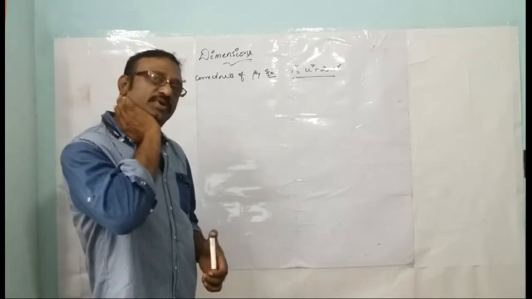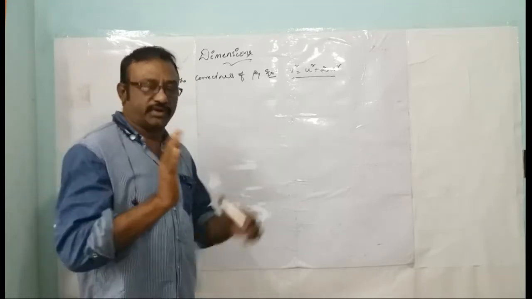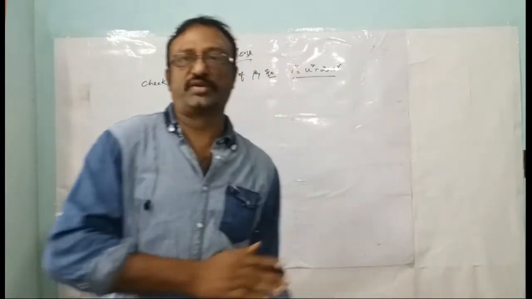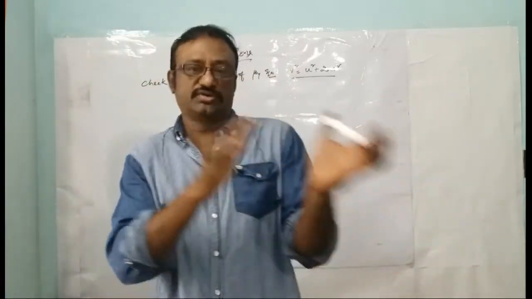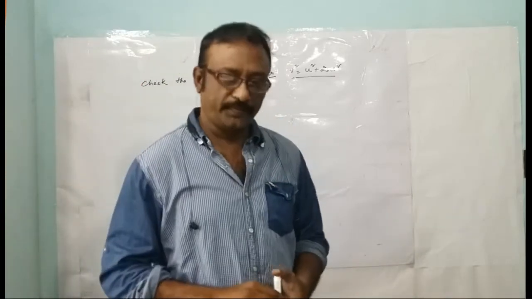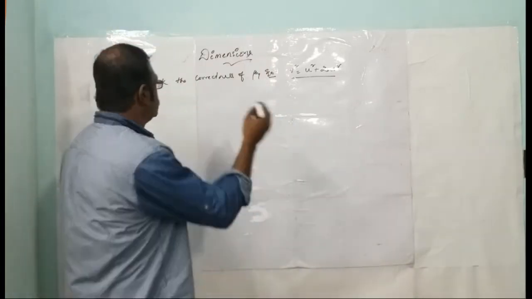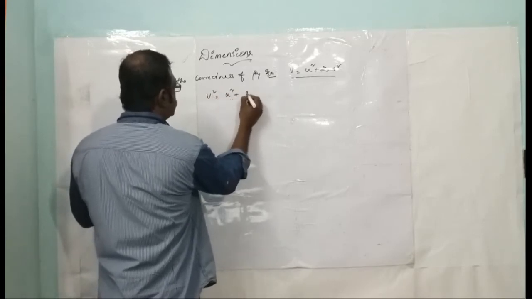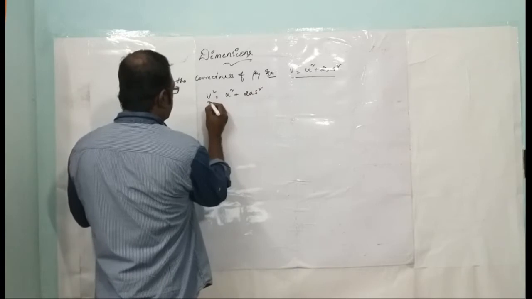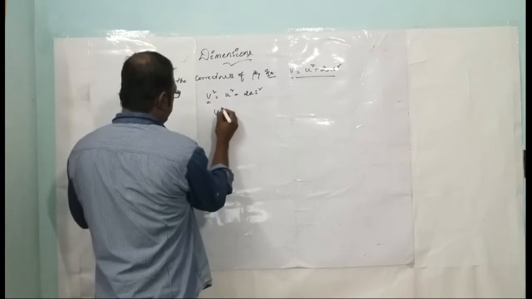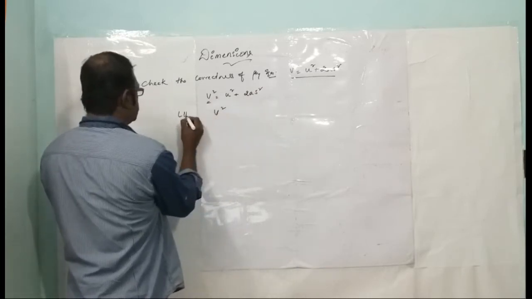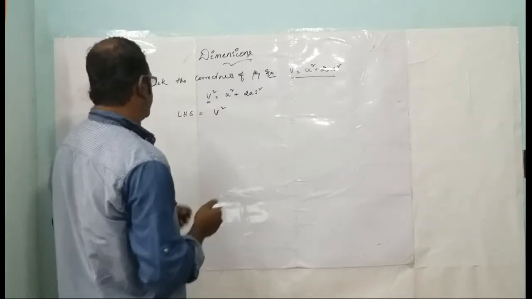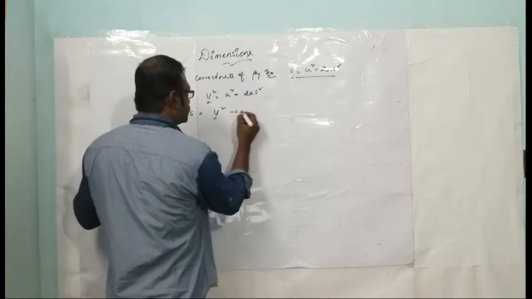What does this principle of homogeneity say? In an equation, the dimensions of the physical quantity on the left hand side should be equal to the dimensions of the physical quantity on the right hand side. Now in this equation, v squared is equal to u squared plus 2as squared. This v squared is on the left hand side, so LHS is equal to this one. First let us write what is this v. v means here it is the velocity.